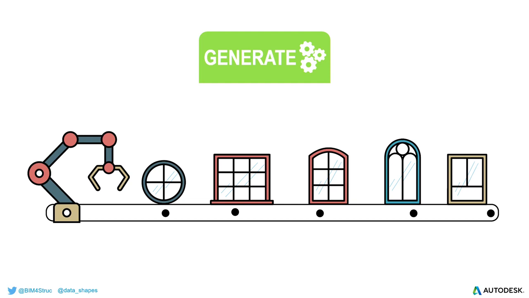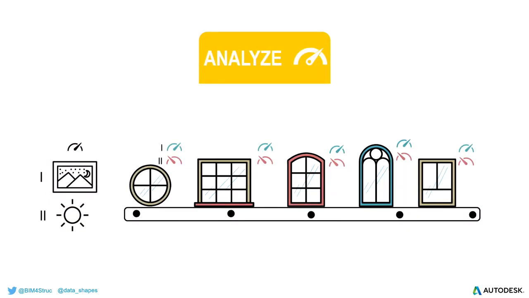In Generate, we are generating a set of elements that come from the input parameters. For instance, these kinds of windows. In Analyze, we are going to review these elements and look at the elements from a specific point of view. For instance, does this window give us a good overview of the site exteriorly? Or another analysis could be, what is the amount of daylight we can get into the building with these windows, right? So that's analyzing.